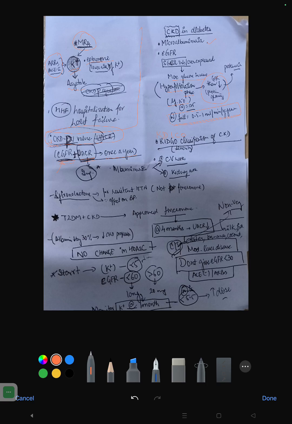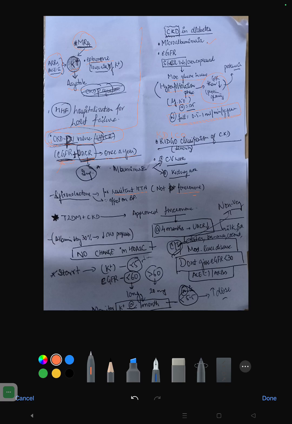Spironolactone is a mineral receptor antagonist which is used for resistant hypertension, and Finerenone, the non-steroidal mineral receptor antagonist, does not have any role in resistant hypertension, because it does not decrease or increase the BP. Spironolactone has an effect on BP.